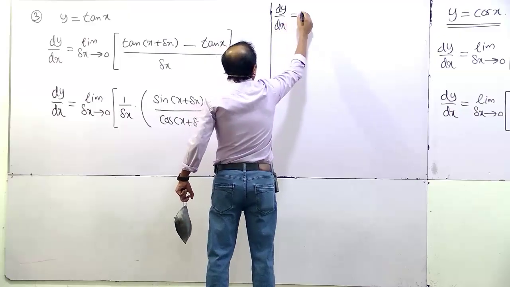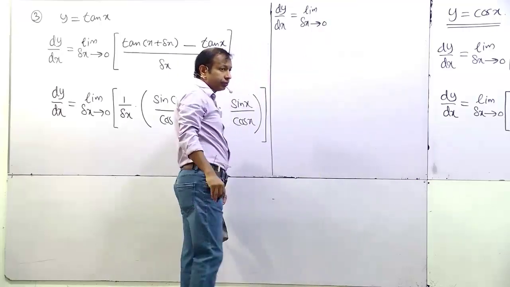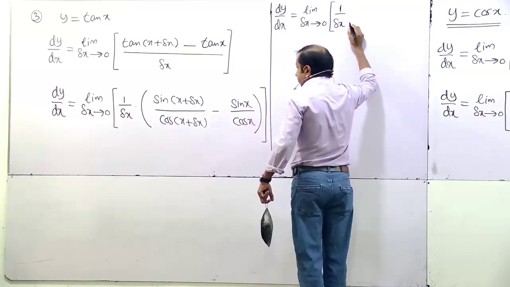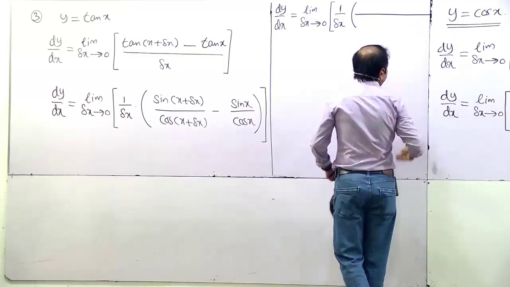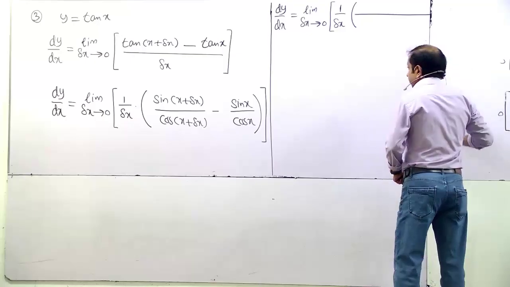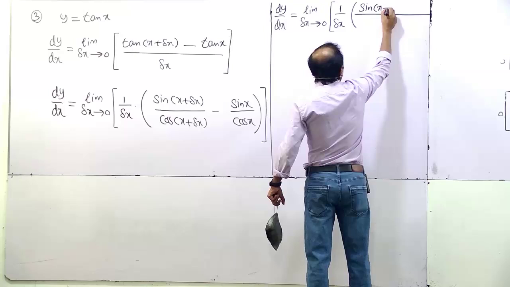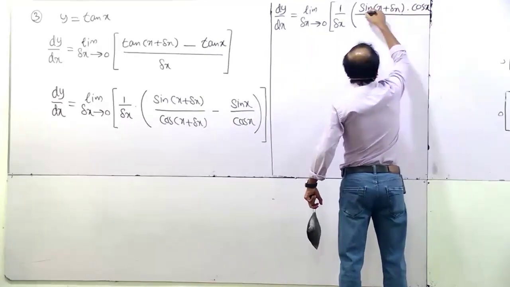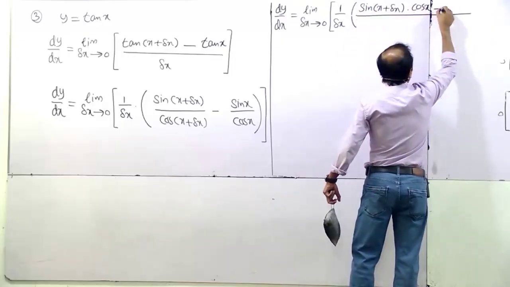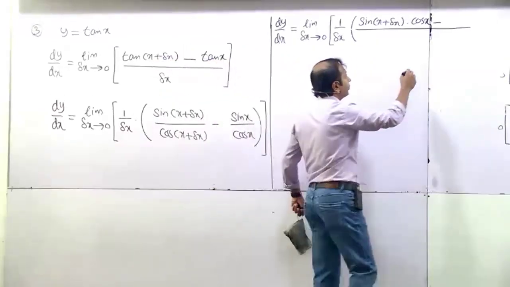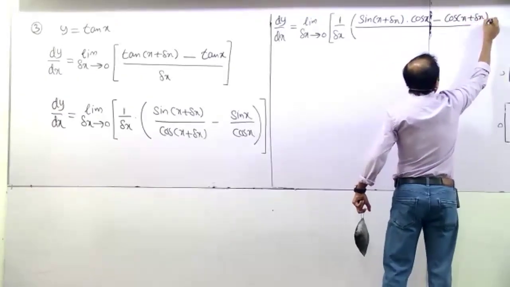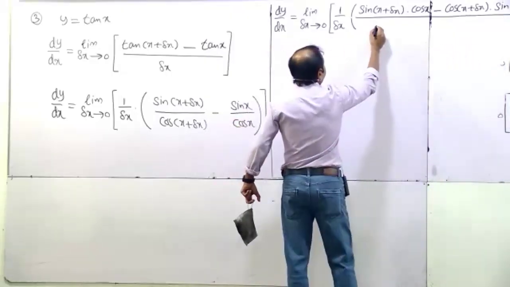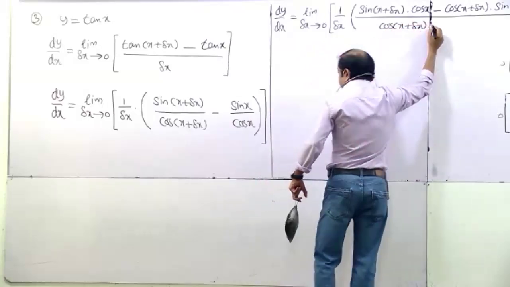dy over dx equals limit delta x going to 0, one over delta x, sin of x plus delta x into cos x, minus cos of x plus delta x into sin x, divided by the product of these two, cos of x plus delta x into cos x.